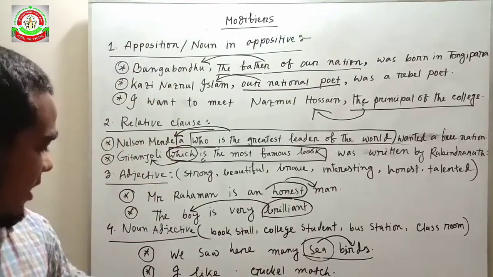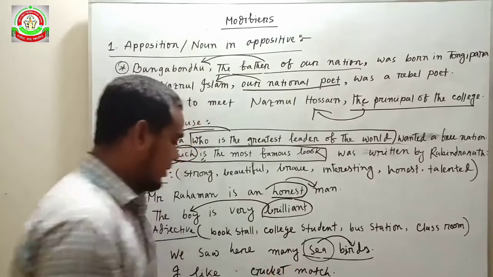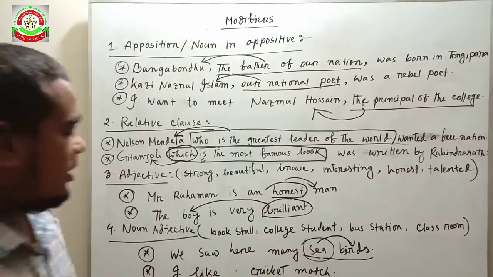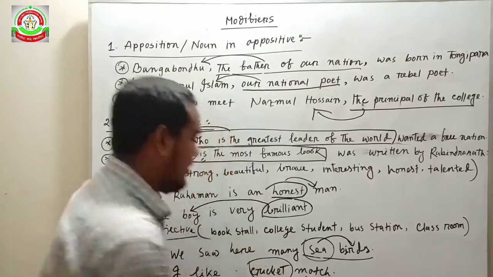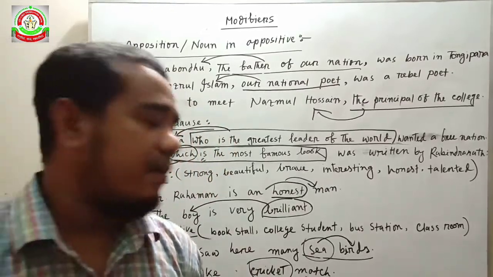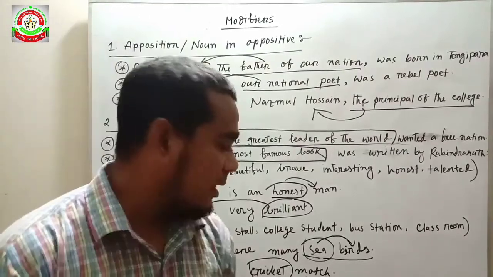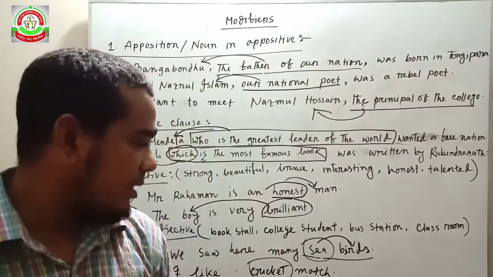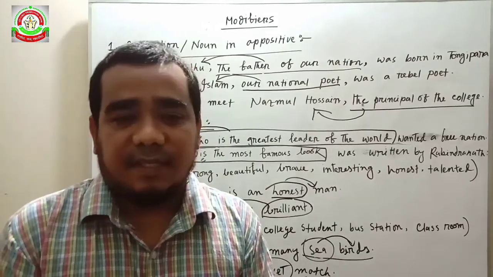If we see the next sentence, I like cricket match. Here, cricket is a noun adjective which pre-modifies the next noun, match. So from here we can see a noun adjective always pre-modifies its next word or next noun.